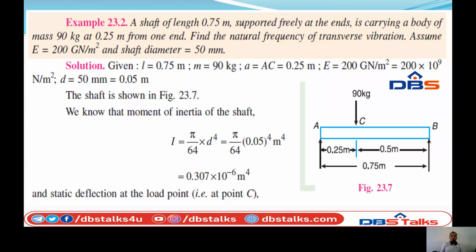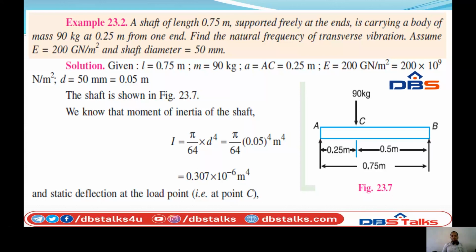Given L is equal to 0.75 m, mass 90 kg, and E is equal to 200 into 10 to the power of 9 Newton per meter square. Diameter D is equal to 50 mm. What we are asking here is to find the frequency. We know that the formula is 0.4985 by square root of delta. Here the main problem is for transverse vibration only. The thing is for calculating the moment of inertia.